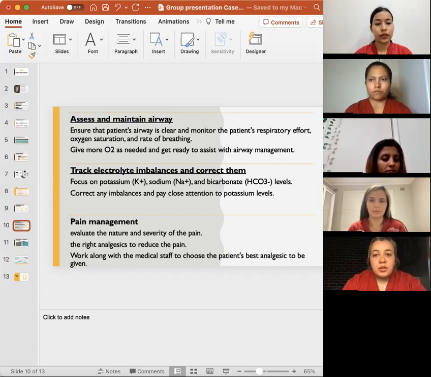In the given case study, Miss Casey's crampy lower abdominal pain may be a factor in her discomfort and general clinical status. Using a recognized pain scale, the nature and severity of the pain should be evaluated, and right analgesics should be given to reduce the pain. As a first line of treatment, a non-opioid analgesic like paracetamol can be used for Miss Casey for pain management. Nurses are required to work along with the medical staff to choose the best analgesic regimen for her, considering her medical history and any potential side effects.